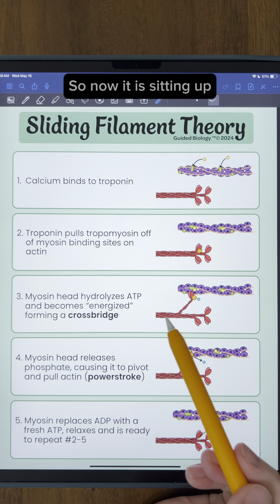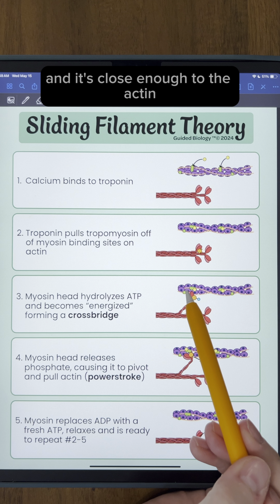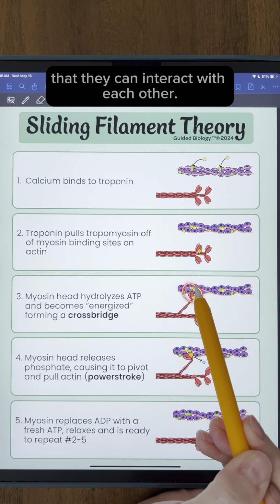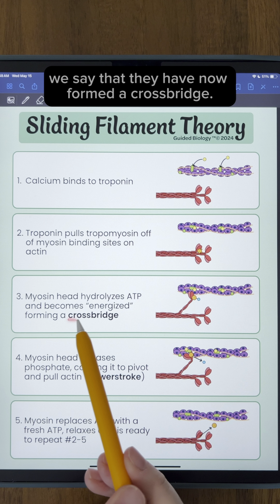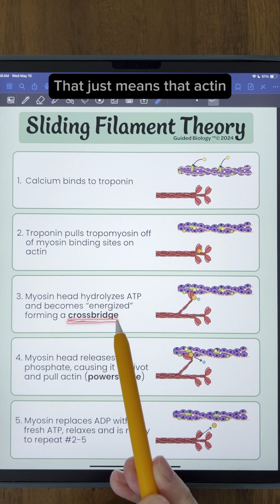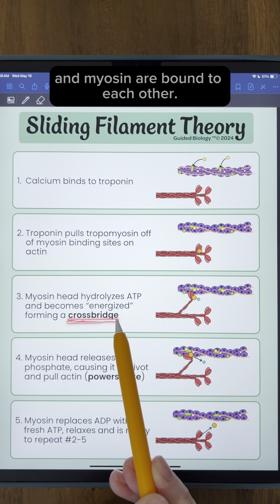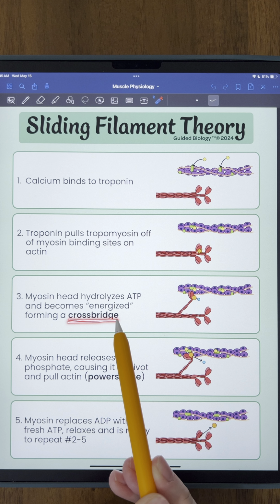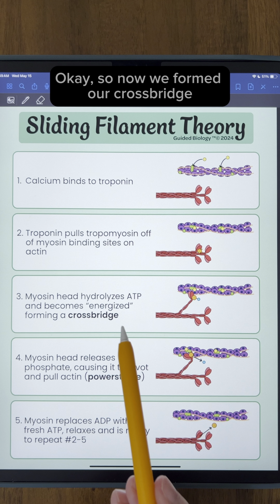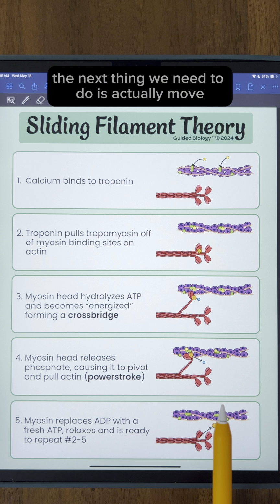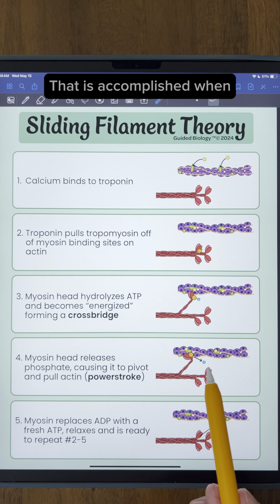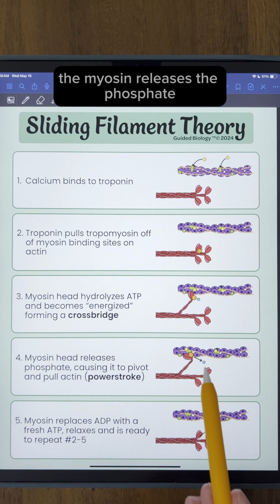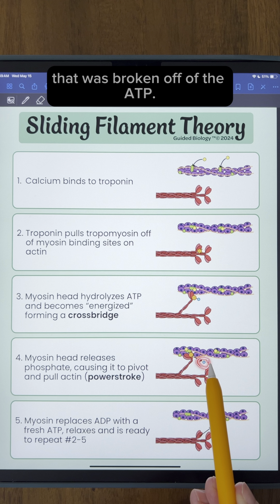All right, so now it is sitting up and it's close enough to the actin that they can interact with each other. So when these two are interacting, we say that they have now formed a crossbridge. That just means that actin and myosin are bound to each other. Okay, so now we've formed our crossbridge. The next thing we need to do is actually move, and shorten our sarcomere. So that is accomplished when the myosin releases the phosphate that was broken off of the ATP.